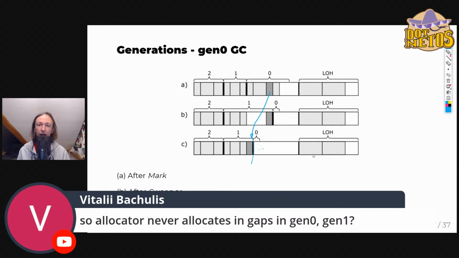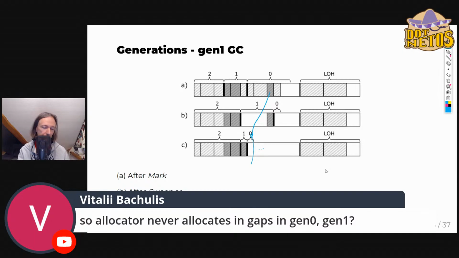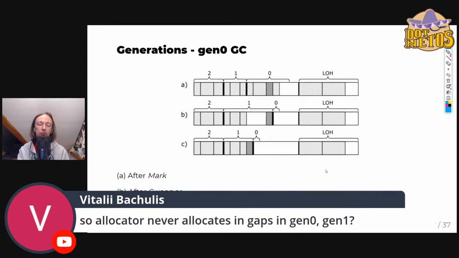Moreover, this is an ideal scenario, but as you will see by the end of the presentation, pinning adds a lot of complexity here, and we can have gaps in Gen 0, and in general Gen 0 could be non-empty because of pinning. So yes, there are some scenarios when the allocator can allocate in Gen 0, trying to find the gaps there. And with the Gen 1 story, I will return to that soon. I hope the answer will be clear in just a few minutes. So let's postpone the answer for a second.